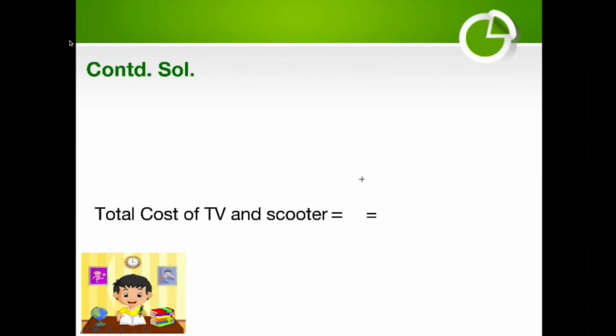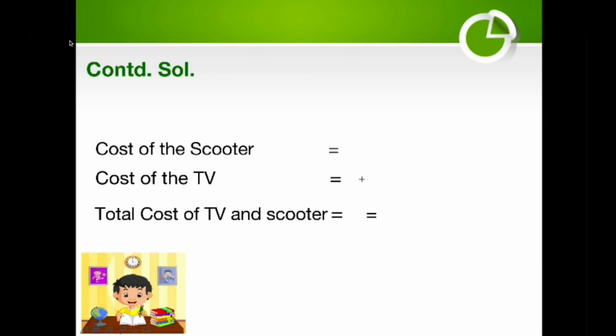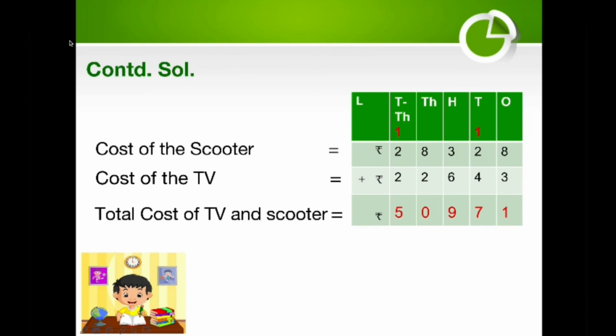Next children, for finding total cost of TV and scooter, we know the cost of scooter now and we know the cost of TV also. So we will write it. Cost of scooter is rupees 28,328. Cost of TV is rupees 22,643. When we add these two amounts, we will find the total cost of TV and scooter. After adding these two, we get rupees 50,971.